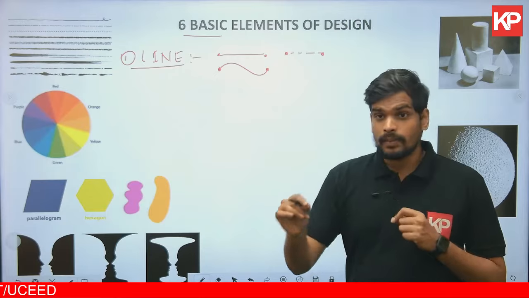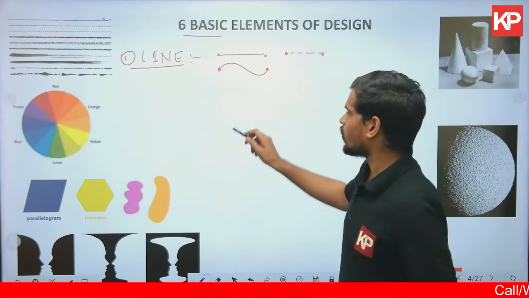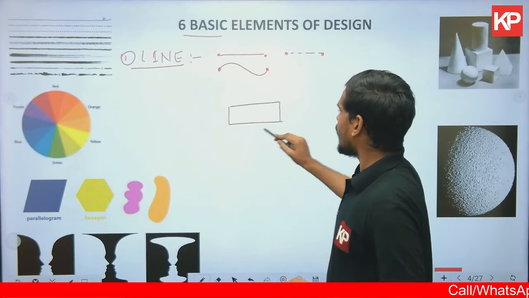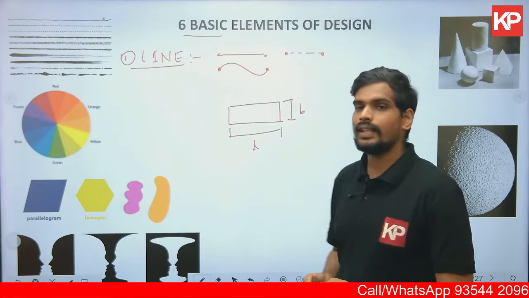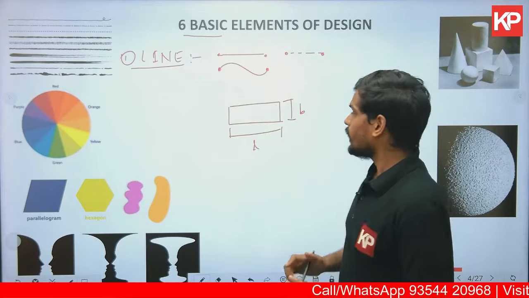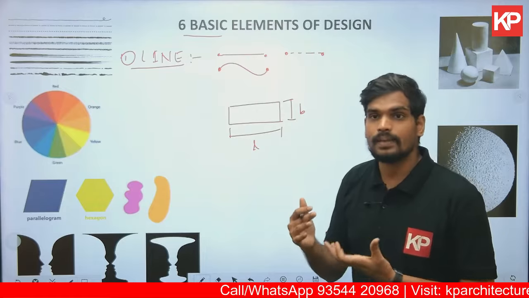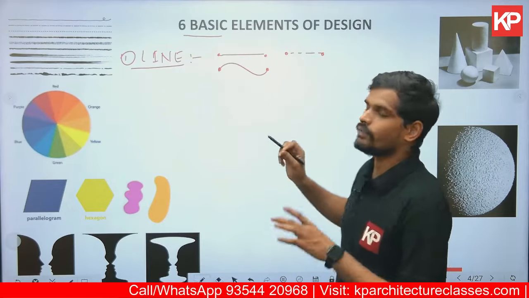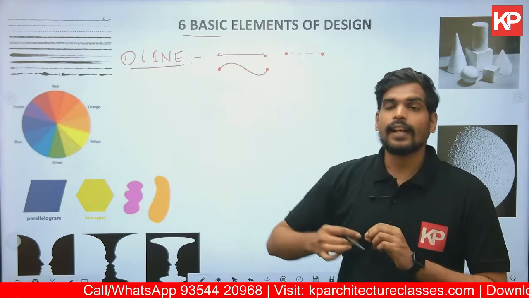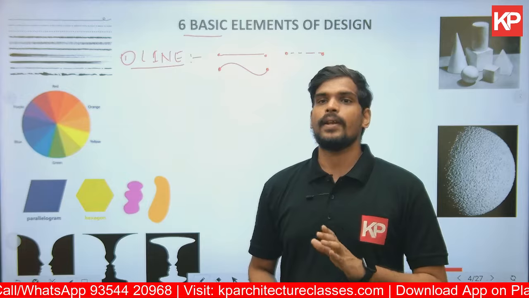Line is a connection between two dots, and line is something which has only length. If I draw a rectangle, rectangle has two dimensions. It will have a length, it will also have a breadth, length and breadth, right? If I draw a square, that also will have both length and the other dimension. It has some thickness as well, right? But line has only one dimension, that is length. It is a connection between two dots, and that is the first basic element of design.